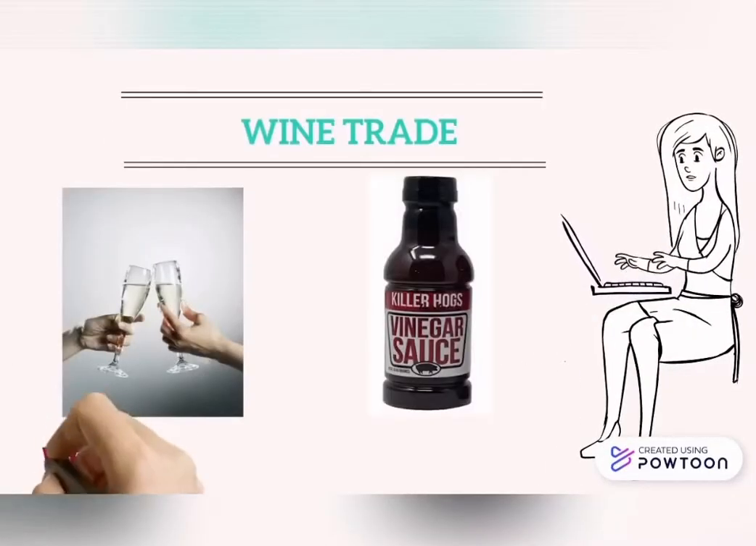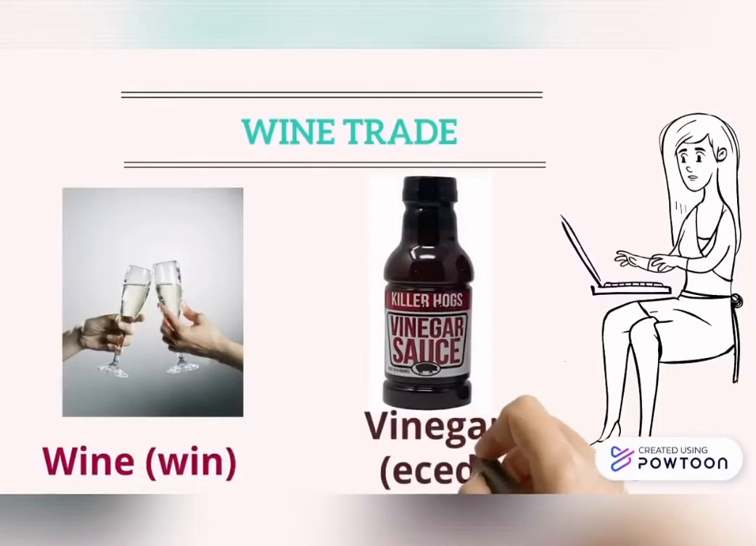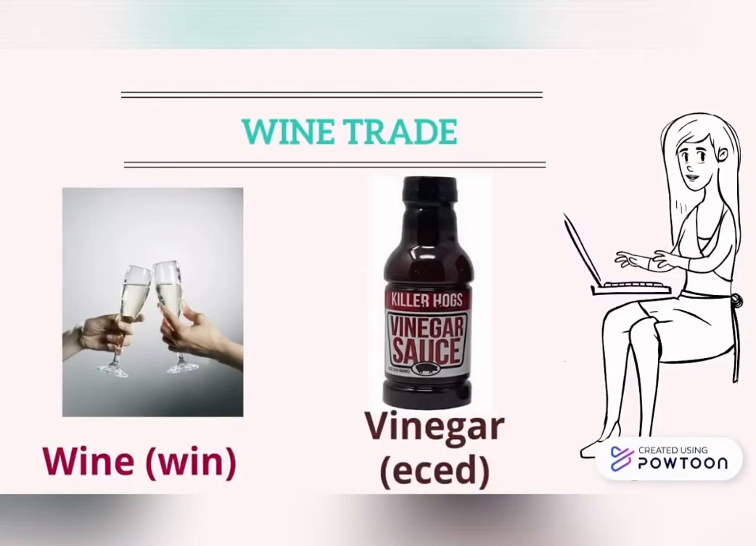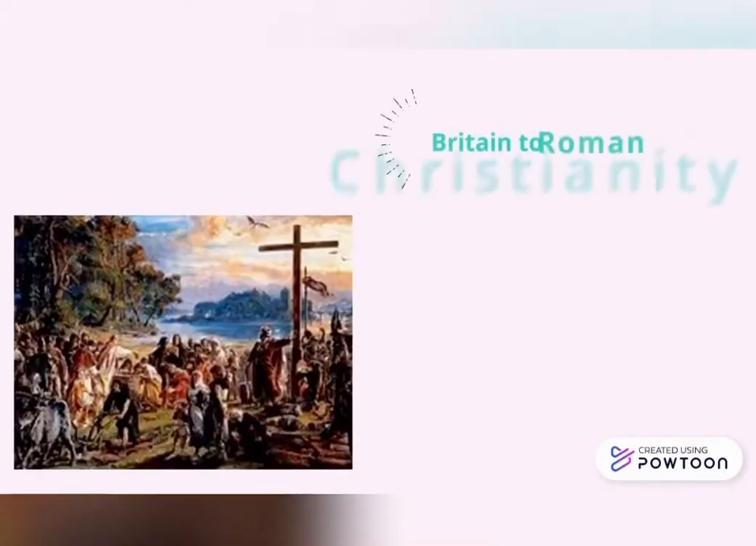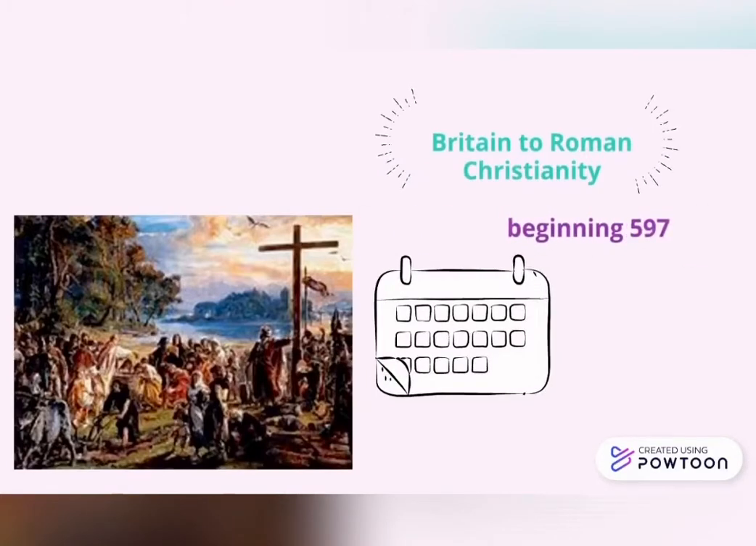One of the most important branches of Roman commerce with the Germanic peoples was the wine trade. Hence, such words in English as wine and vinegar. The greatest influence of Latin upon Old English was occasioned by the conversion of Britain to Roman Christianity beginning in 597.